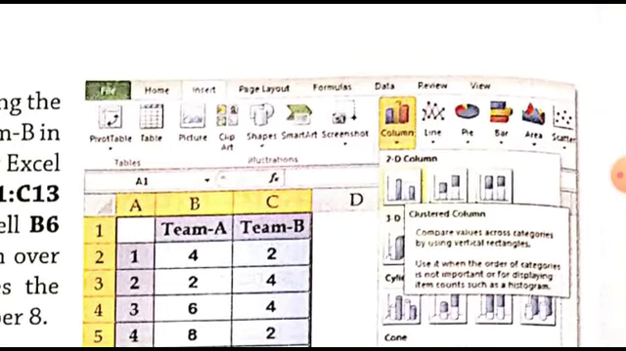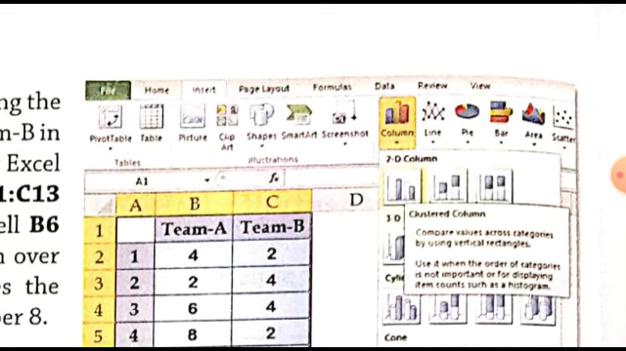To access the column button, first go to the Insert tab, and within it the third group is the charts group. The first two groups are tables and illustrations, and after them comes the charts group. Within the charts group, the first option is the column option. You can see this column button here, shown in yellow color also.